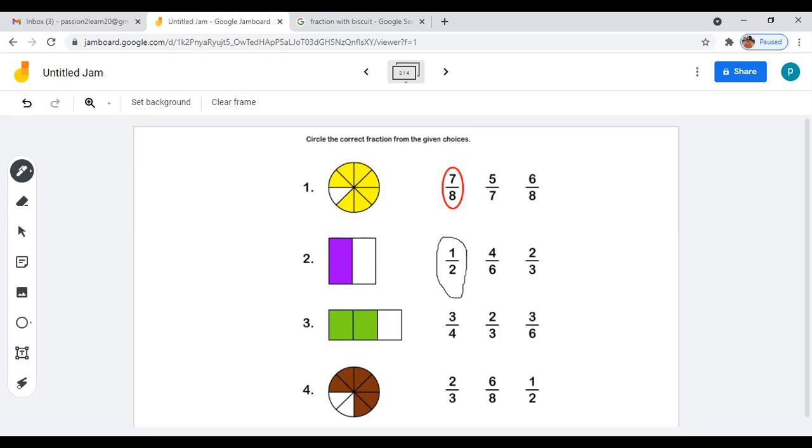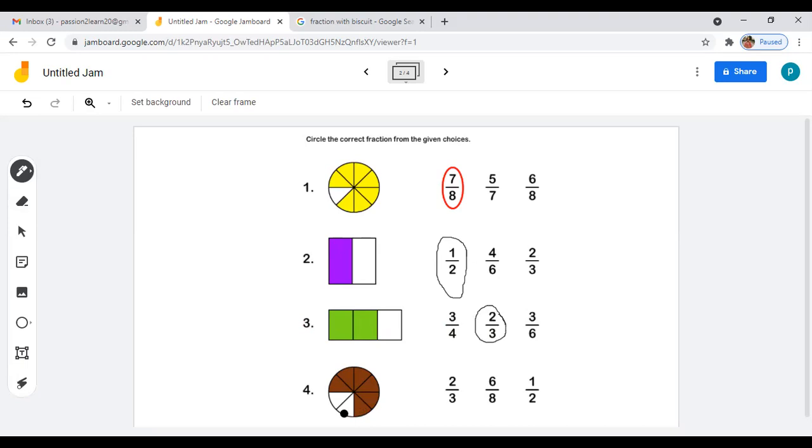Alright. Now let's go to the third example. Okay. One box has been divided into 3. Right? Can we see? One box has been divided into 3. And on this 3, we can see 2 parts are shaded. Alright, so what will be the answer? 2 by 3. Can we circle them? 2 by 3.